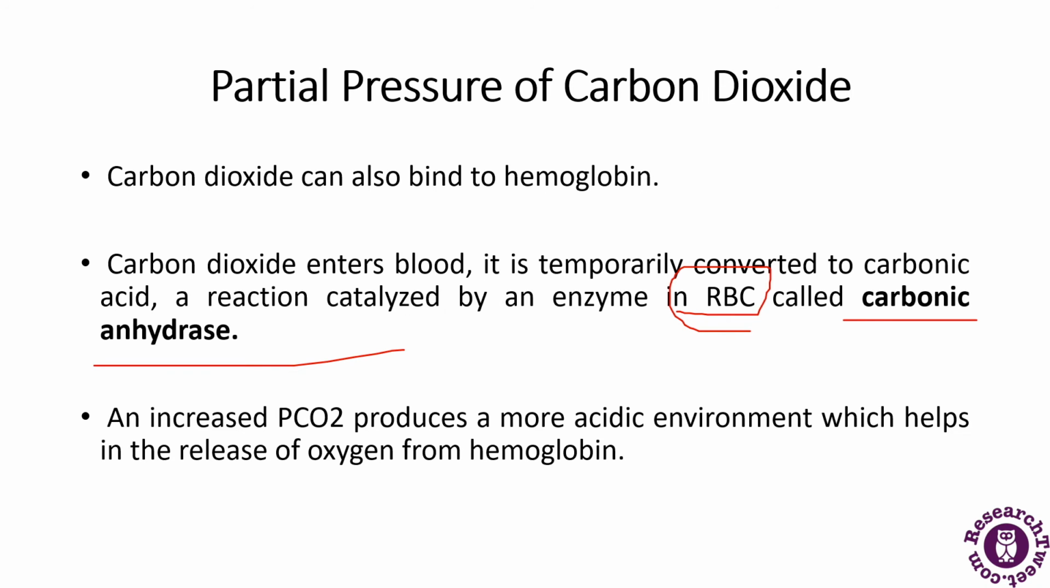The carbonic acid thus formed in red blood cells dissociates into hydrogen ions and bicarbonate ions. So the H plus concentration increases and the pH decreases. It causes a decrease in the affinity of the hemoglobin for oxygen, and the oxygen dissociation curve will shift towards the right. So to conclude, an increased partial pressure of carbon dioxide produces a more acidic environment, which helps in the release of oxygen from the hemoglobin. So this is about the partial pressure of carbon dioxide.